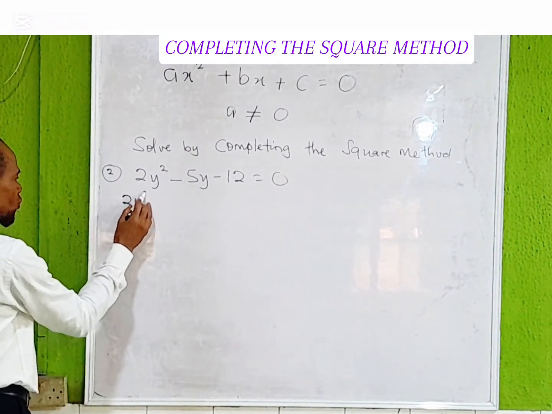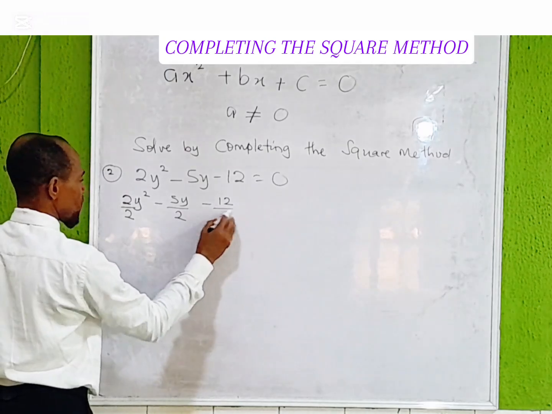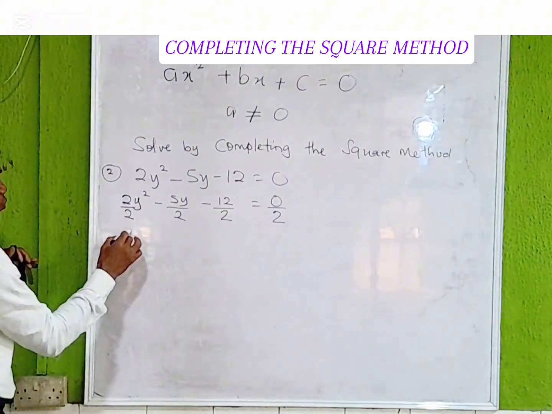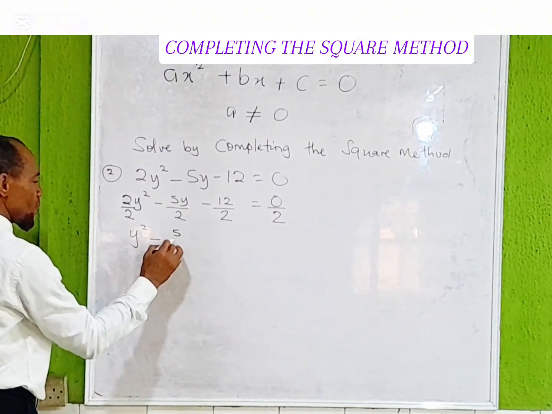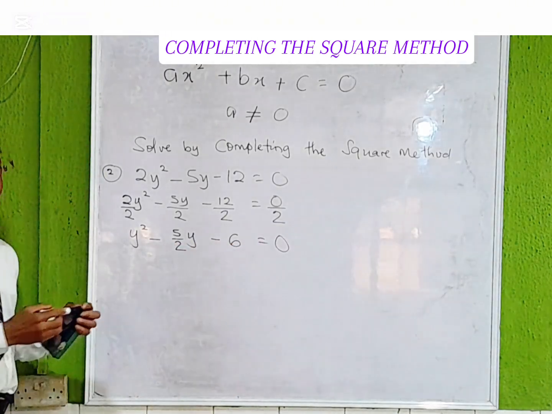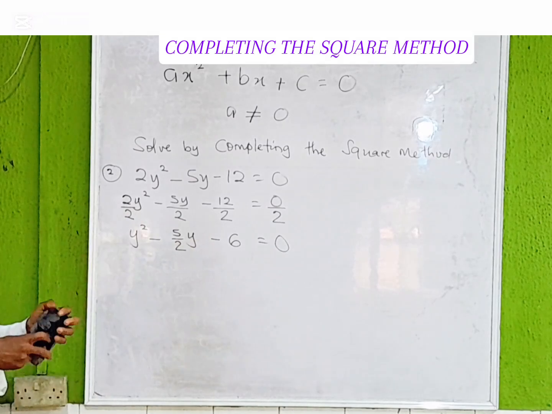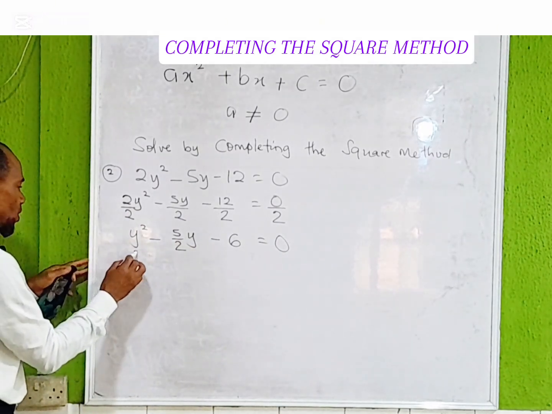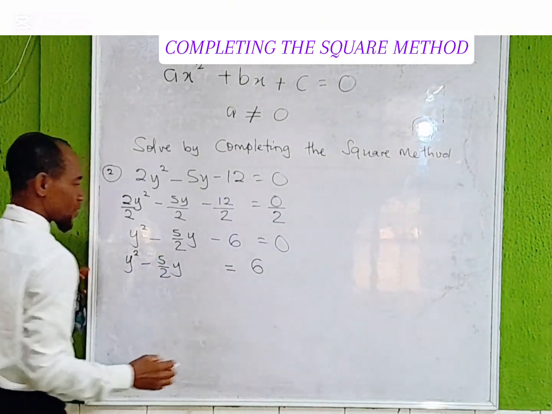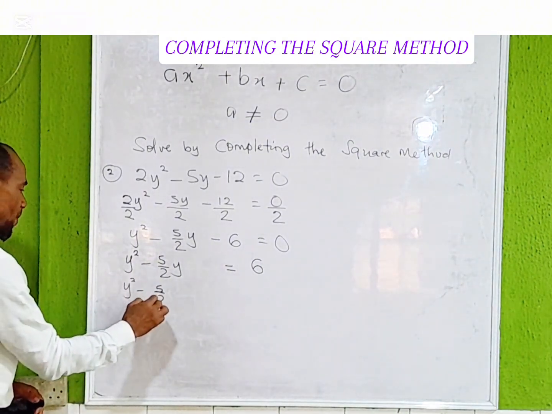I'm going to say 2y squared over 2 minus 5y over 2 minus 12 over 2 equals 0 over 2. That's step 1. And that reduces to y squared minus 5 over 2 y minus 6 equals 0. Okay, we are now at the default mode, which is to have 1 as the coefficient. We then proceed to solve as before. That means we're going to have y squared minus 5 over 2 y. The next step is to move the constant, which becomes plus 6.